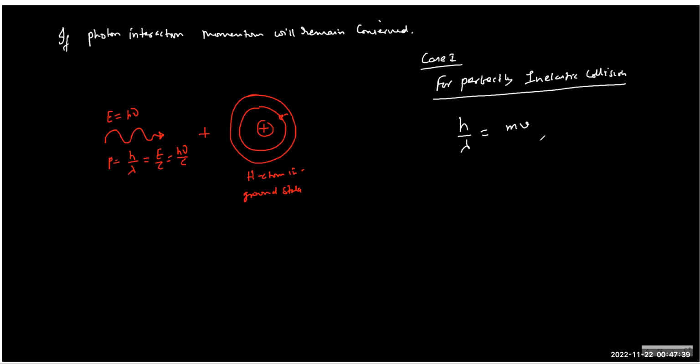We can write it like this: mv. This m is the mass of the atom. So basically, the initial momentum equals mv, the momentum of the atom. So what is the kinetic energy of the atom? The kinetic energy of the atom is the momentum of the atom whole square by 2m, isn't it?